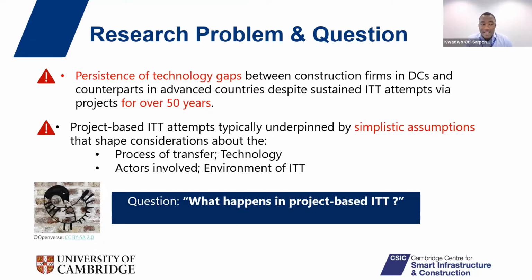How can we better understand? As you can see, the symbol in the bottom left corner is an Adinkra symbol. It's of Ghanaian origin, and it means let's return to the basics. Let's return to the starting point. Let's return to what matters, or what's important. And so that informs the thinking behind the research question that is posed, to understand what happens in a project-based international technology transfer attempt.